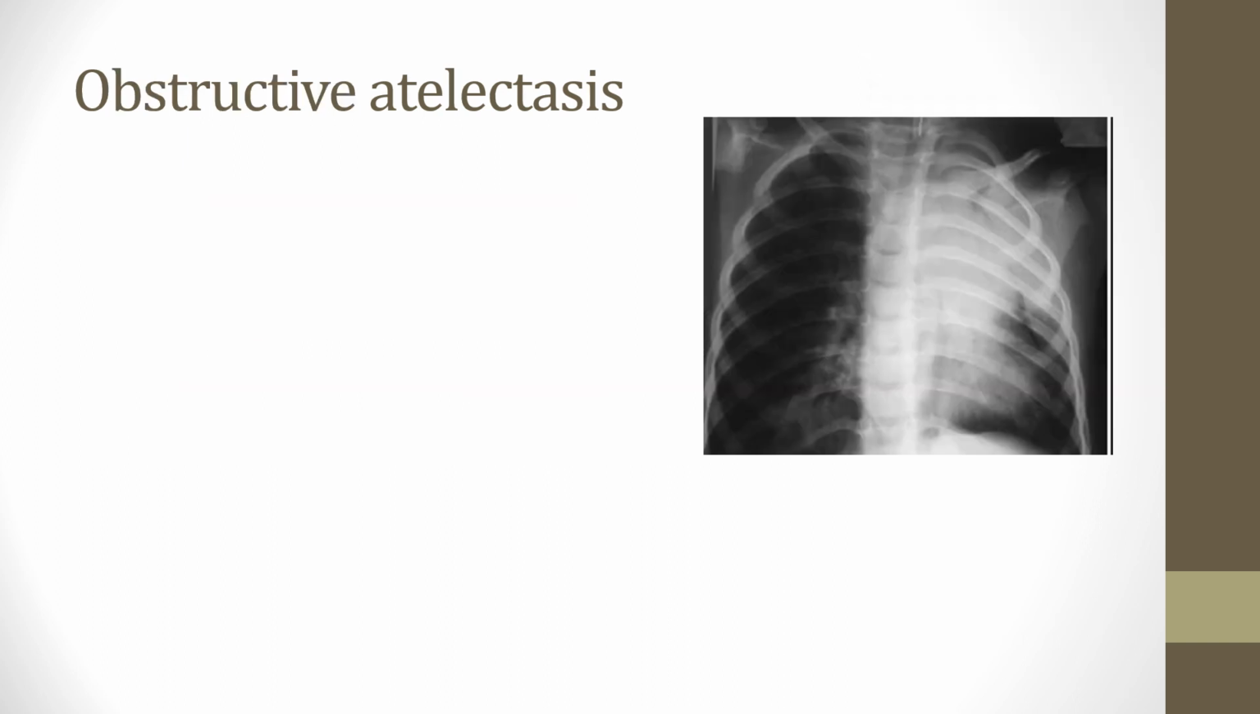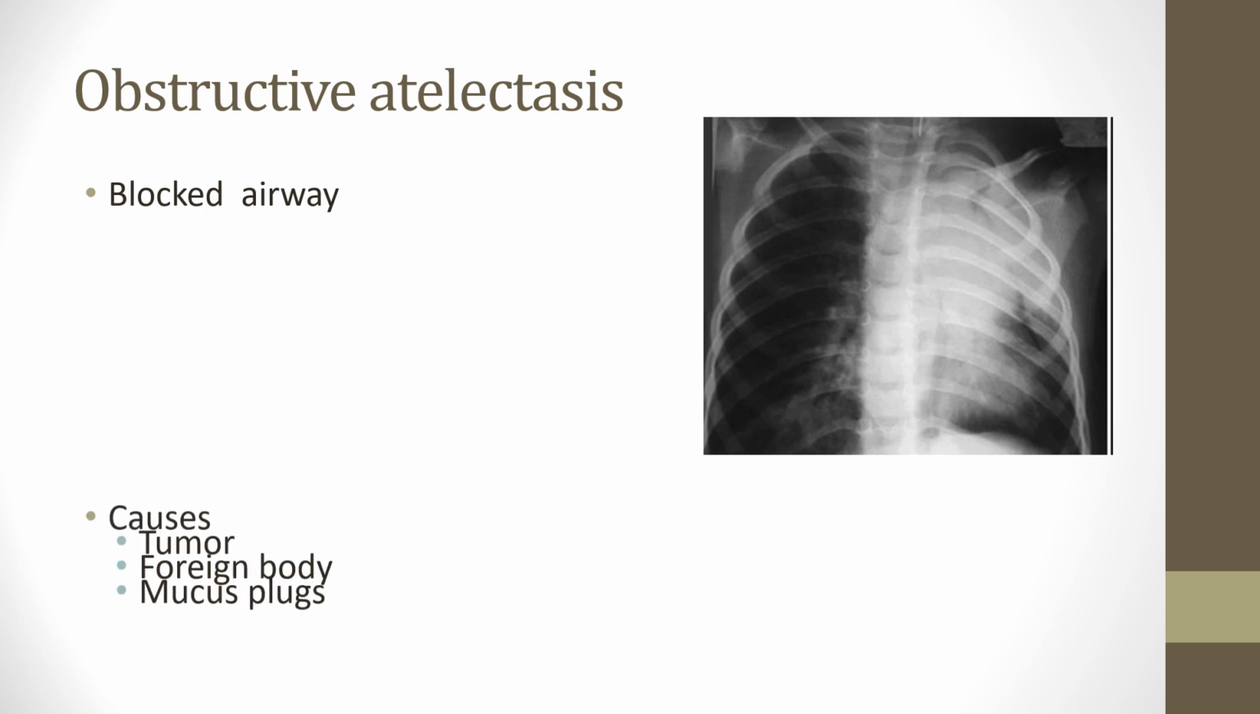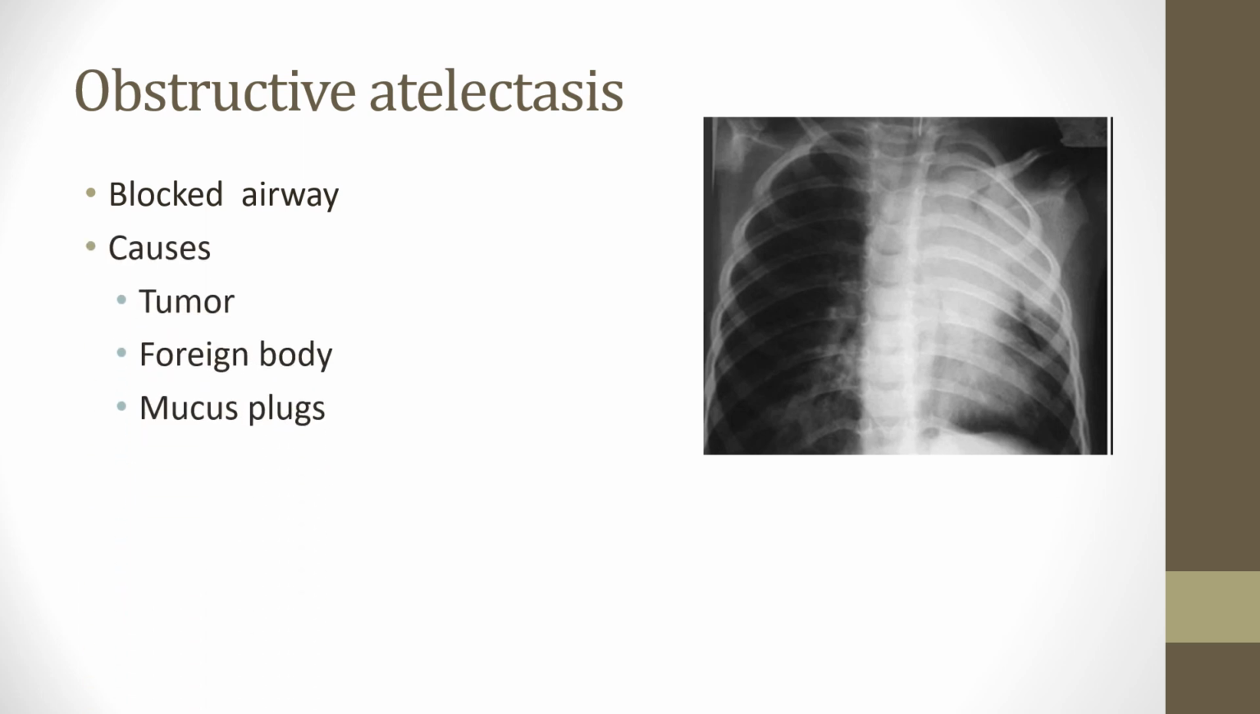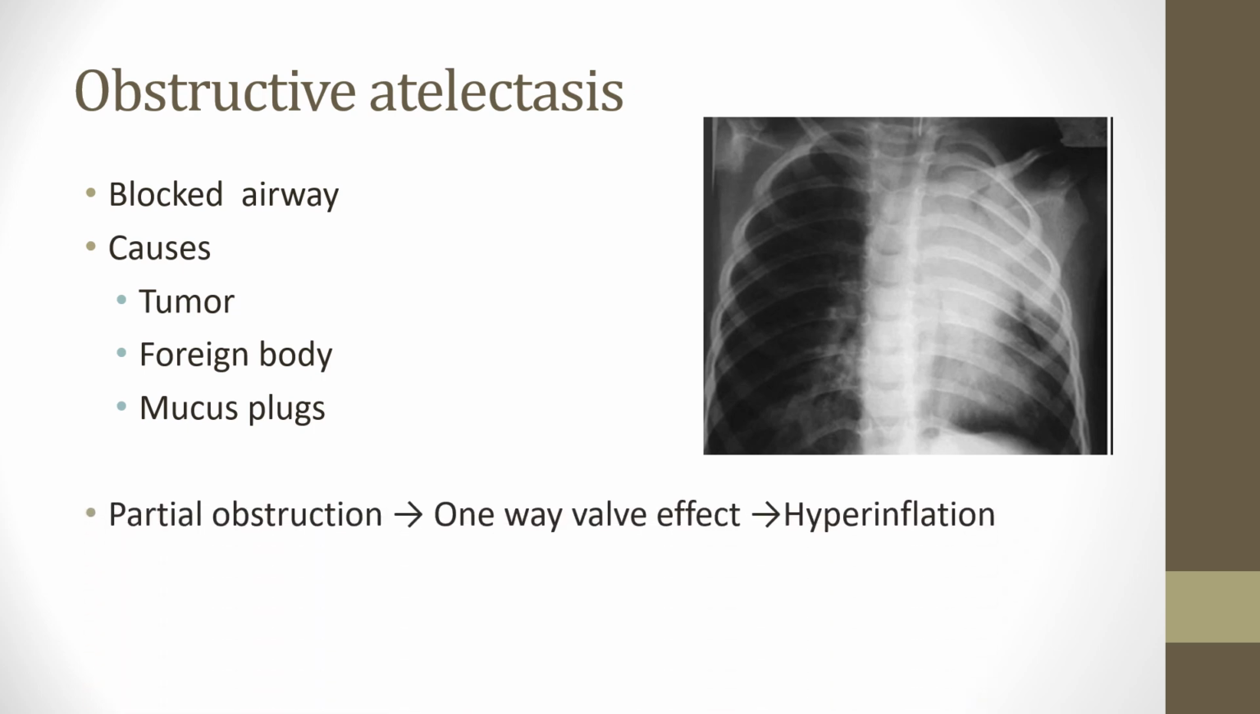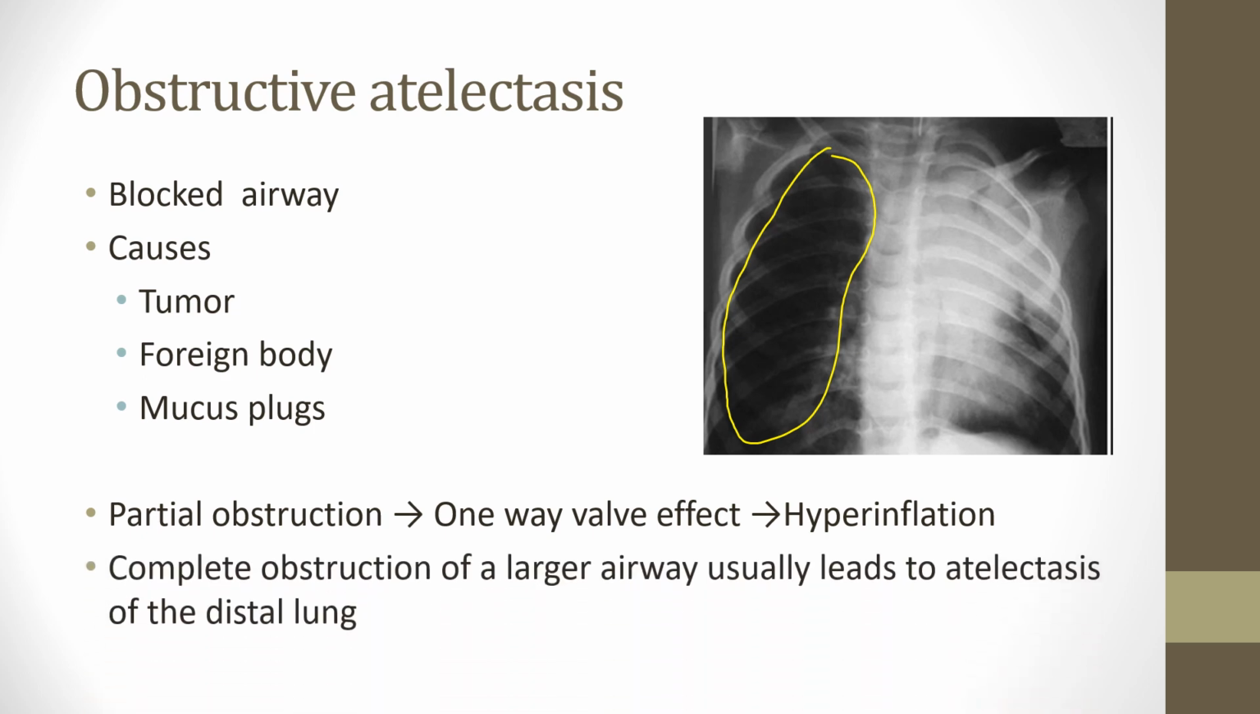Obstructive atelectasis, that's what we're seeing in this x-ray. That means the airway is blocked, like there's mucus plugging or something like that, a tumor, a foreign body. Something's stopping that gas and that fluid and everything from moving. And so this can create a one-way valve effect and hyperinflation, and that's what you see here. Just that hyperinflation on that whole side. It's pretty crazy stuff. Usually it leads to atelectasis of the distal lung tissue.